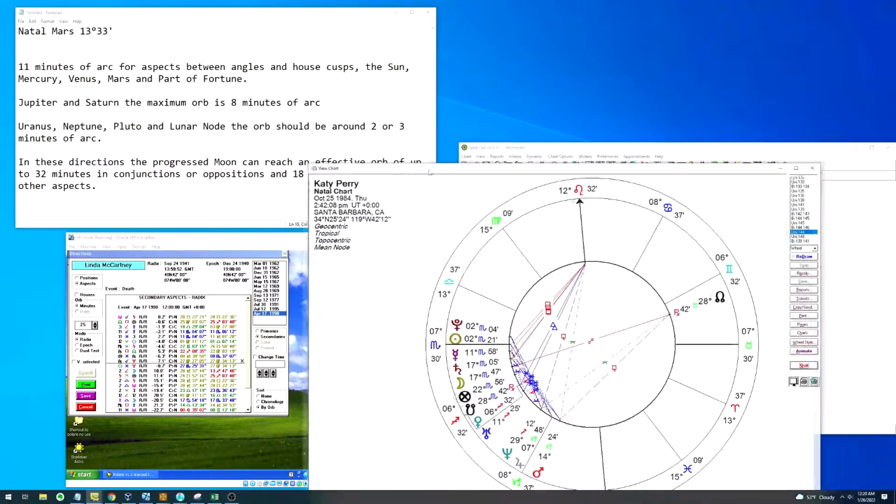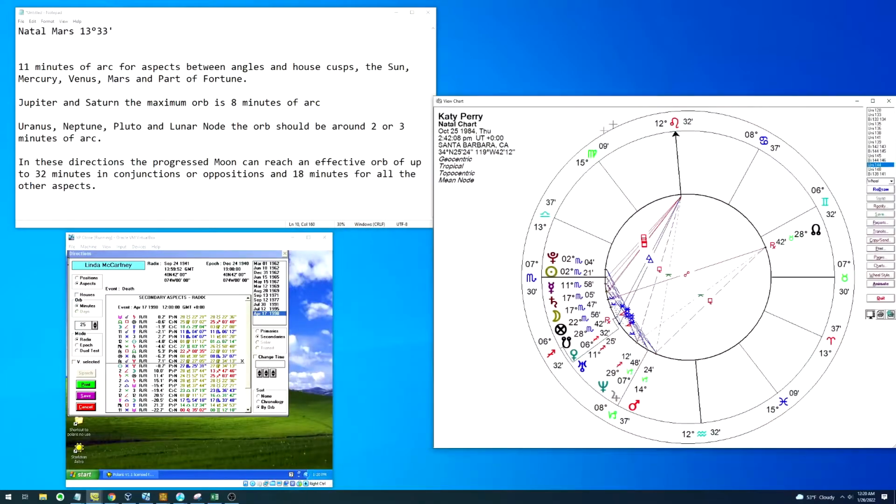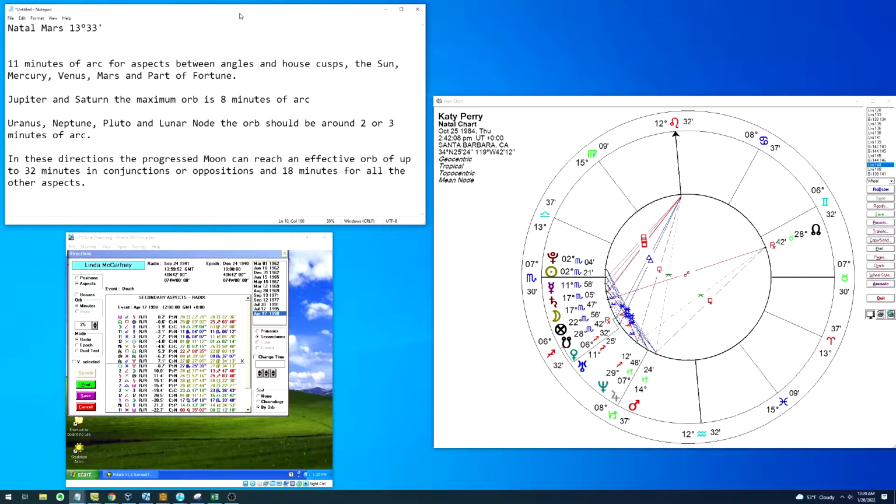Hello everyone. Today we're talking a bit about secondary progressions because it seems that not a lot of astrologers really know how to use them, mainly because they gained their maximum effectiveness when the topocentric system of houses was discovered.